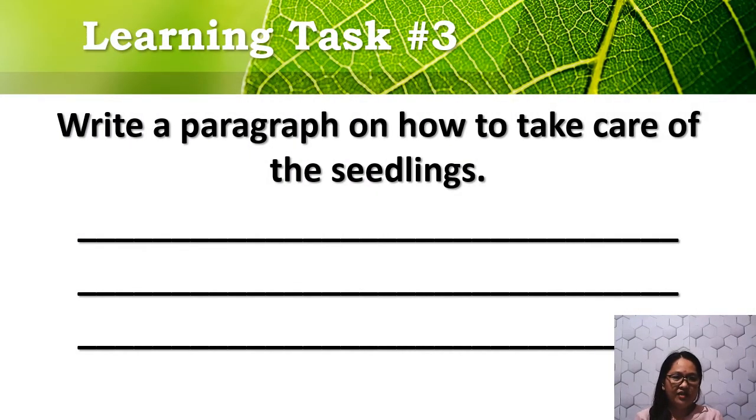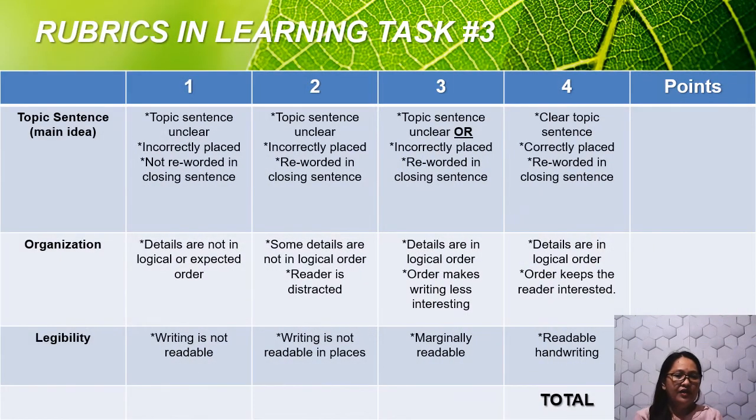Okay, now do the learning task number 3. On a sheet of paper, write a paragraph on how to take care of the seedlings. You have to consider these rubrics in learning task number 3. The topic sentence or the main idea, the organization, and the legibility. These are scored by 4, which is the highest, followed by 3, 2, and the lowest score is 1.